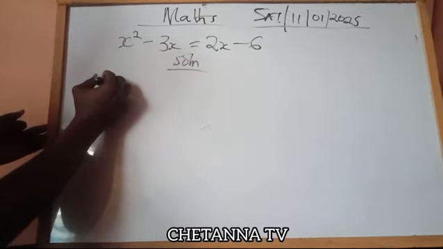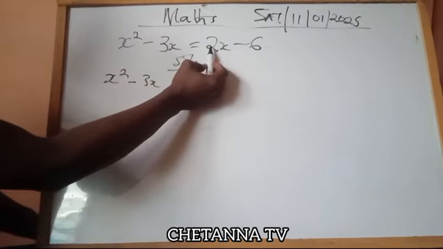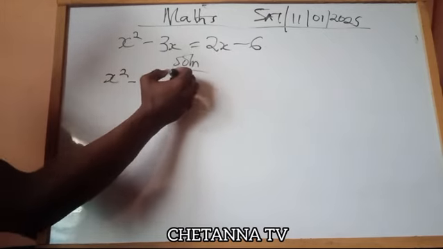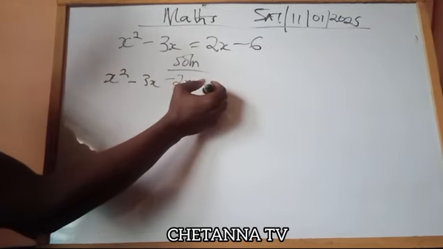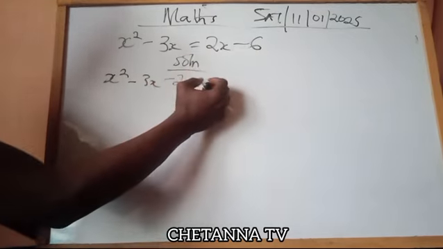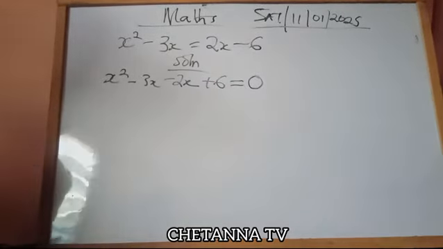we have something like this: x squared minus 3x. This is plus 2x. If it comes to this side, it becomes minus 2x. Minus 2x. This is minus 6. If it comes to this side, it becomes plus 6. Plus 6 is equal to 0.